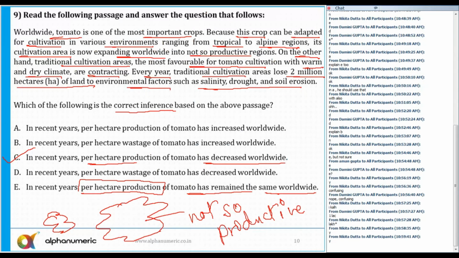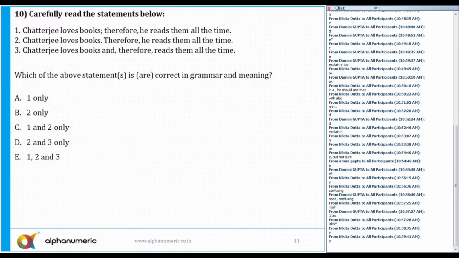Okay, let's come to question number 10. Carefully read the statements. Which of the following is or are correct in grammar and meaning? Chatterjee loves books, semicolon. Therefore, he reads them all the time. Correct. When you have a semicolon, remember, whatever comes before the semicolon and whatever comes after the semicolon, they have to be independent sentences. They are related, but they have to be independent sentences. They have to stand alone. So I think both can stand alone as sentences.